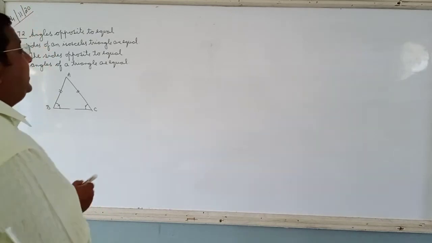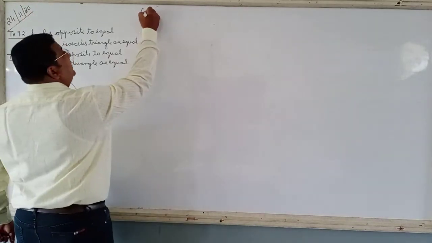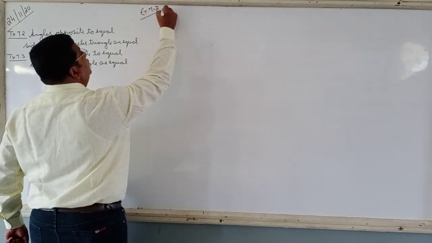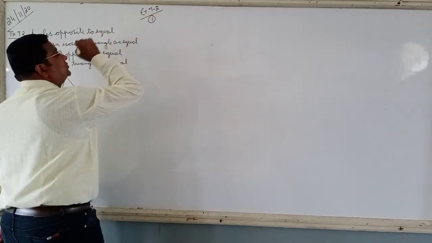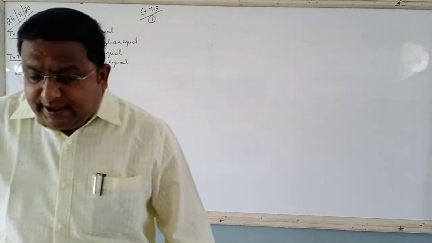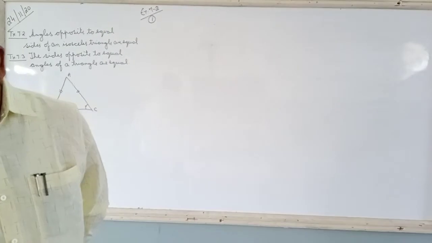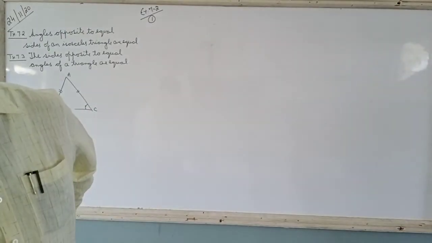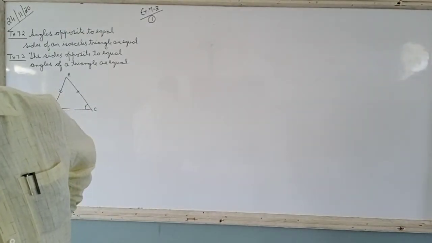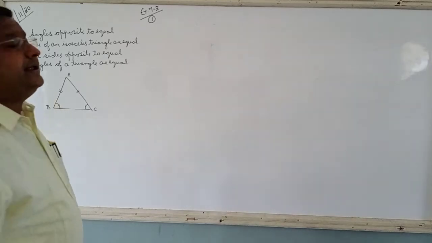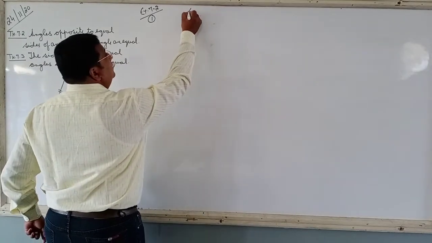So we are coming down to exercise 7.2, page number 123 of your textbook, question number one. What does it say? In an isosceles triangle ABC with AB equal to AC, the bisectors of angle B and C intersect each other at O.